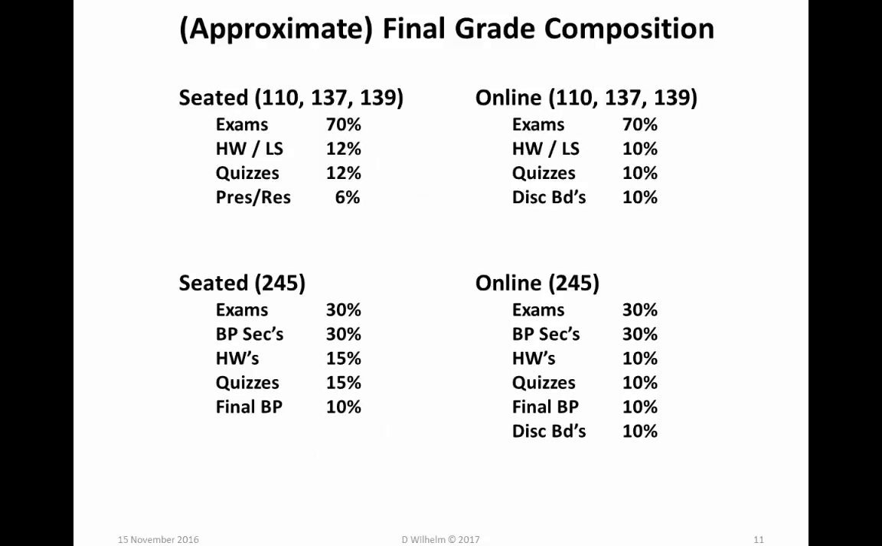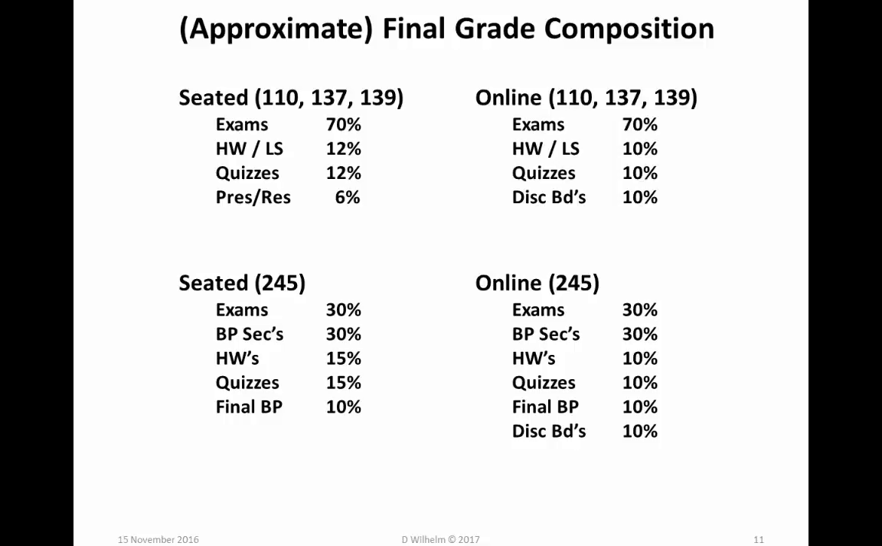The seated Business 110, 137, and 139 final grade is determined exams 70%, homework or LearnSmart 12%, quizzes 12%, and a presentation or research report 6%. The online Business 110, 137, and 139 final grade is determined as exams 70%, homework or LearnSmarts 10%, quizzes 10%, and discussion board comments 10%.